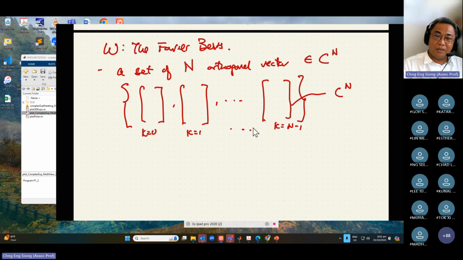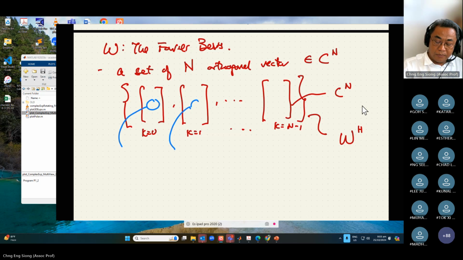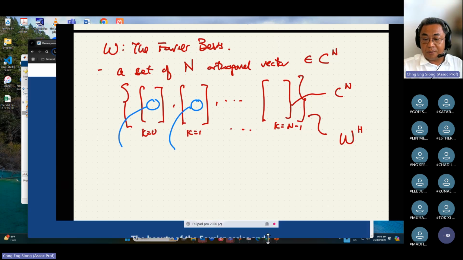But you think, hey, there are n columns, and each column has n elements, then you realize that this whole thing will make a matrix. Let me call this matrix WH first. You realize it's not W, it's WH. What are the elements inside here? All right, so the genius of Fourier, actually this figure tells you something.